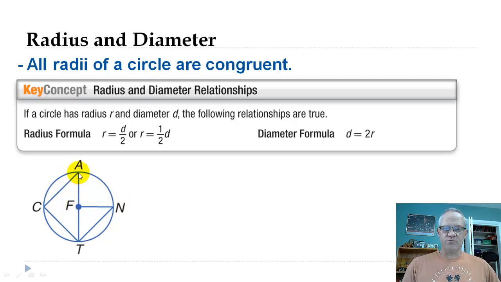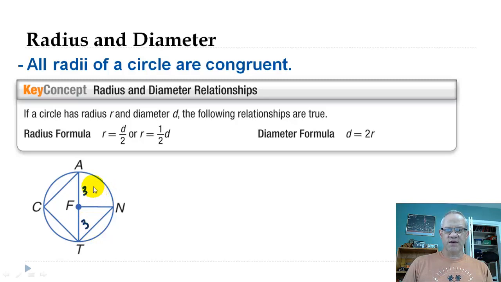So from F to A would be the same as from F to N, and it would be the same from F to T. And if you had a line from F to C, it would be the same distance from F to C. Okay, so all radii are congruent. Let's say here that FA is a radius. What if that was 3? Well, since I said all the radii have to be the same, that means from F to T would also have to be 3, right?